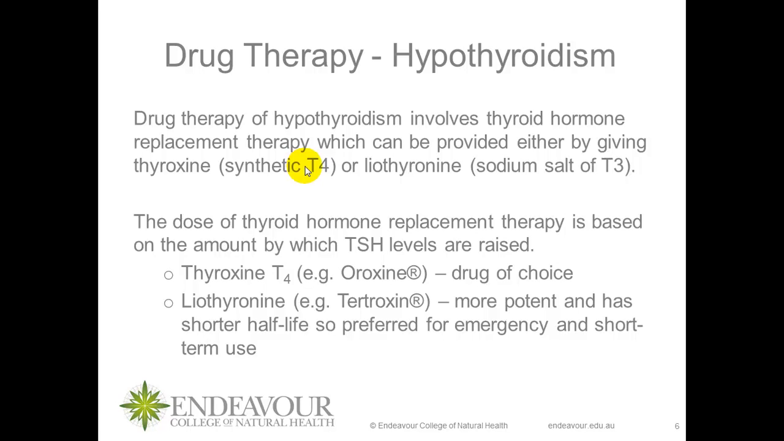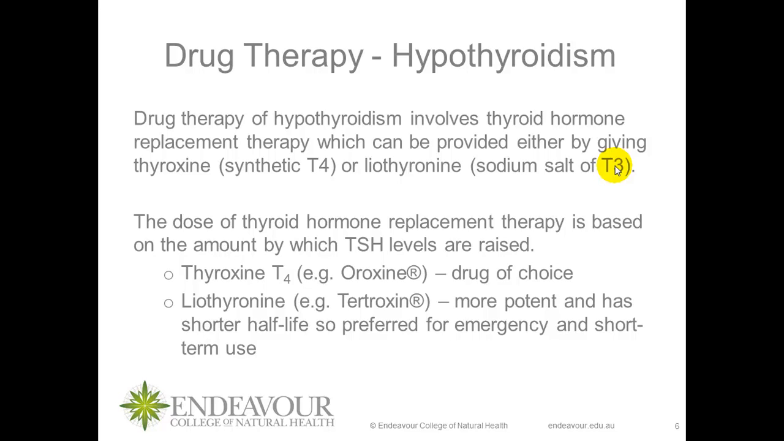Liothyronine is a sodium salt of T3, and it is the more potent and more active form of the hormone. We'll talk about some natural therapy problems with the use of T3 as a sodium salt in just a normal oral dose, and the two formulations, one brand name Oroxin, under which thyroxine is prescribed, and Tertroxin, under which liothyronine, the T3, is prescribed, some of the problems with their use.